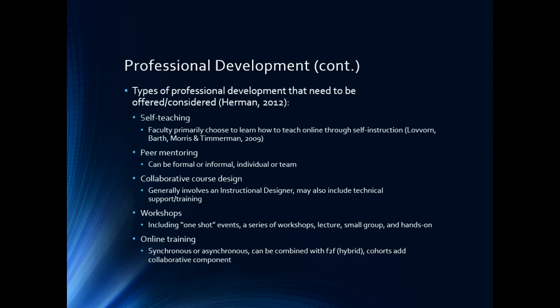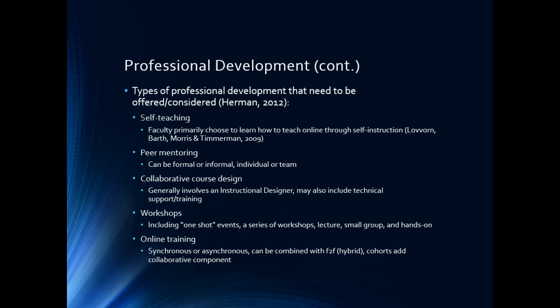So there are 5 types of professional development that should be considered. Online faculty, probably not surprisingly, primarily choose to learn how to teach online through self-instruction. That means that colleges need to offer standalone ways for instructors to choose the information that they want to learn. Not every faculty member needs to learn everything that we might want to offer. So it's great to be able to offer them a way to pick and choose from those modules that they need to learn on a just-in-time basis.